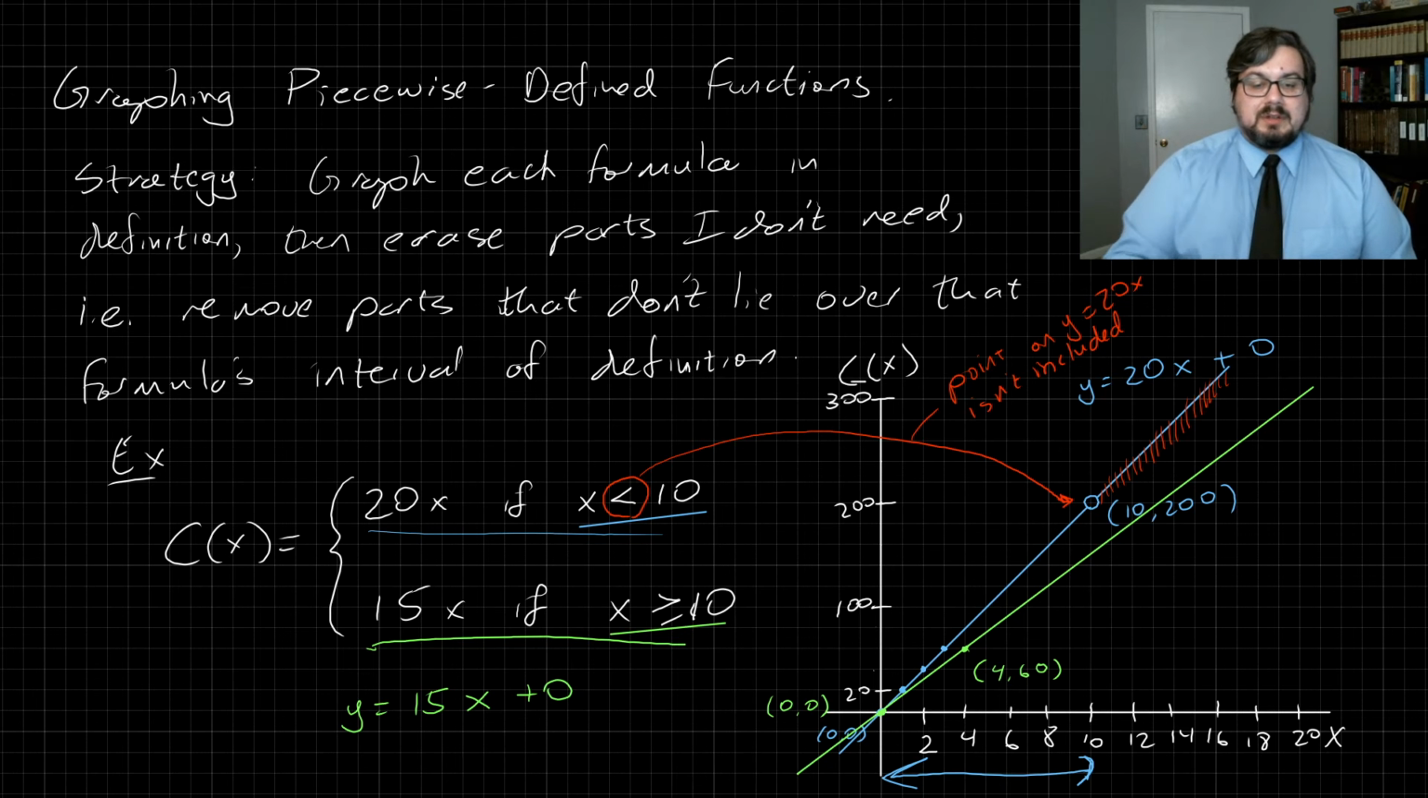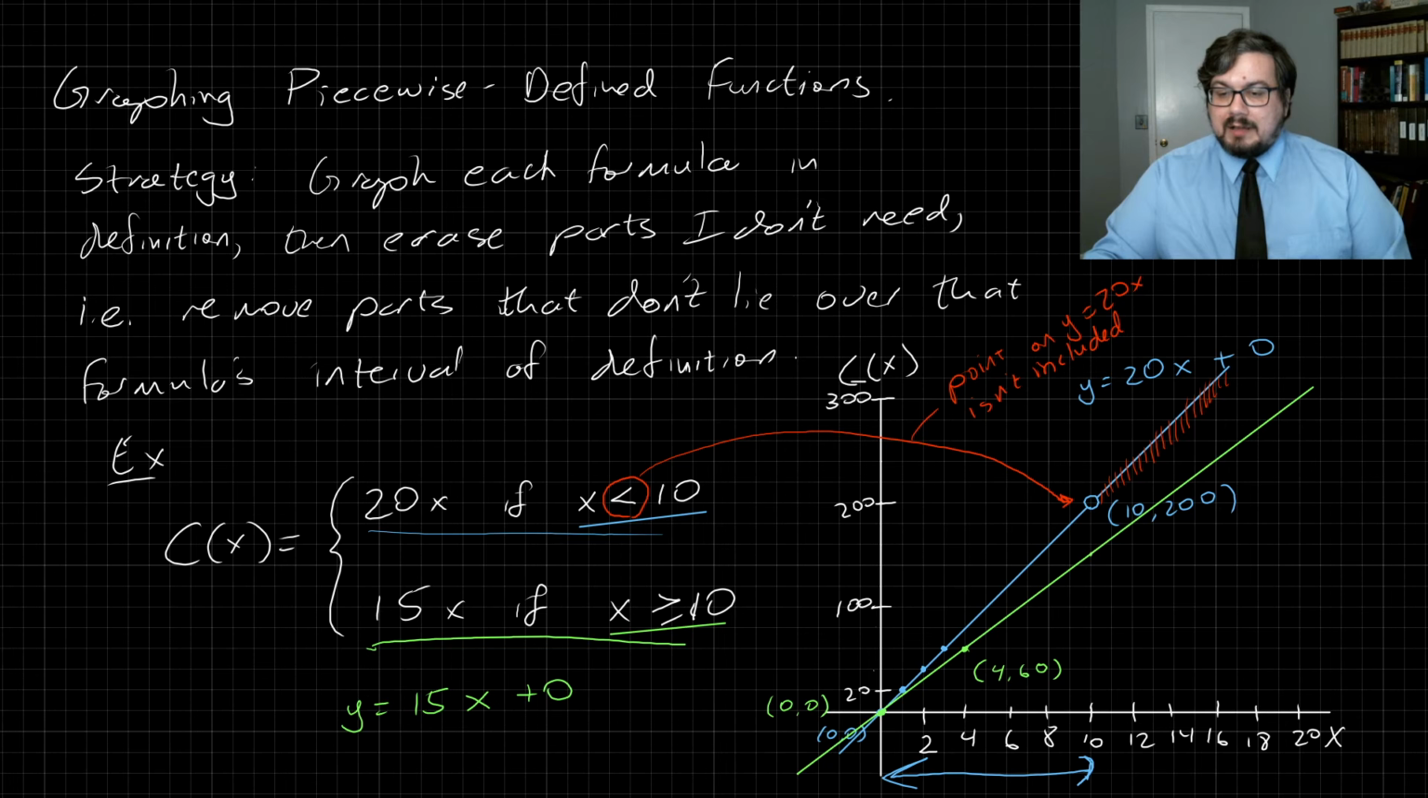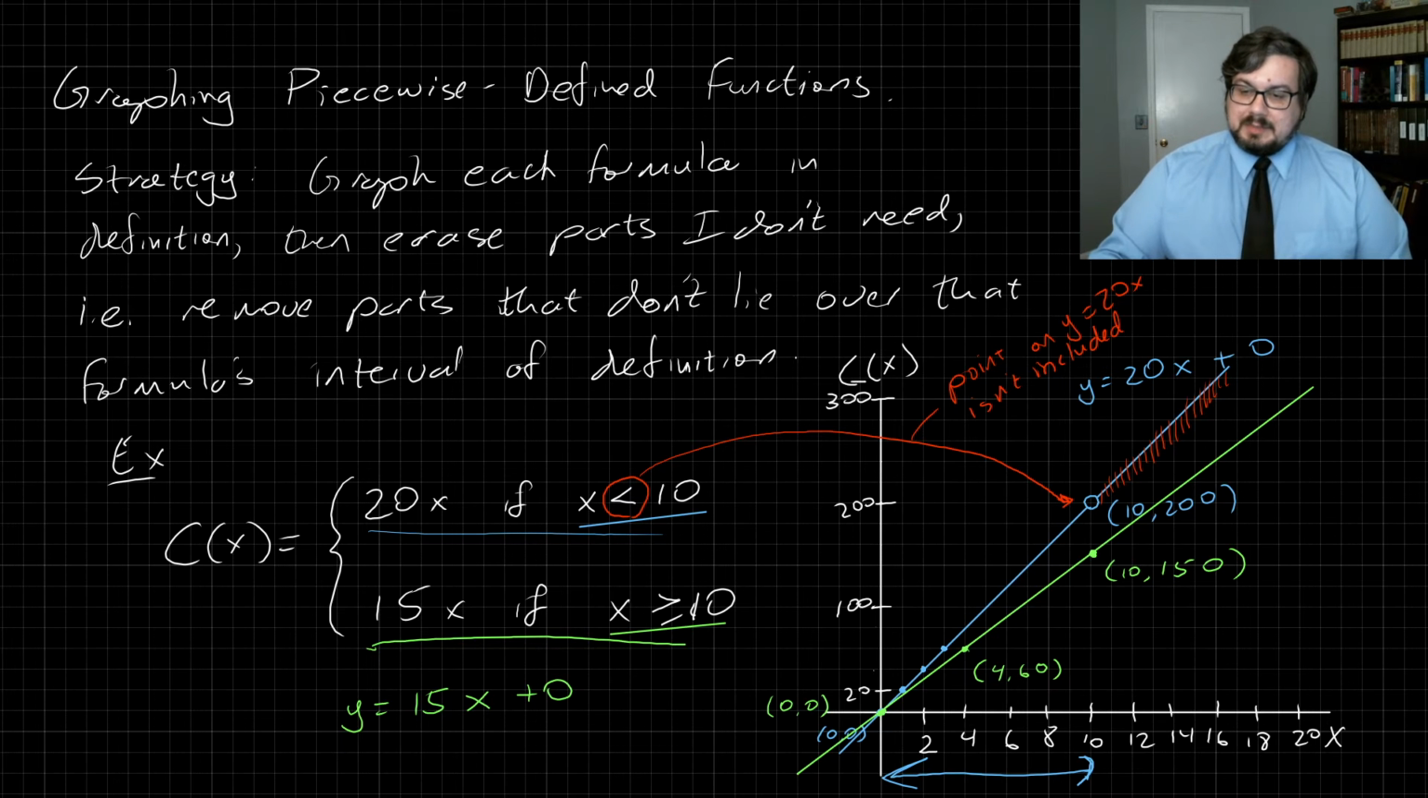We see that this is only going to apply when x is greater than or equal to 10. So once again, we want to know where on the green graph has an x-coordinate of 10. And we see that if we take 10 and plug it into the green function, 15x, we get 150. So that's going to be the point right there. And we're going to eliminate everything to the left of that, because the green line only applies when x is greater than or equal to 10, not less than 10.